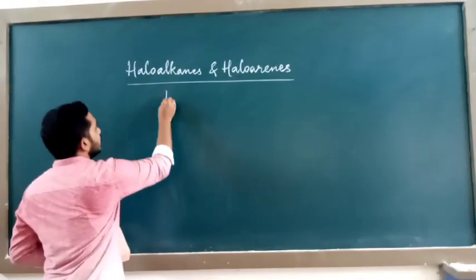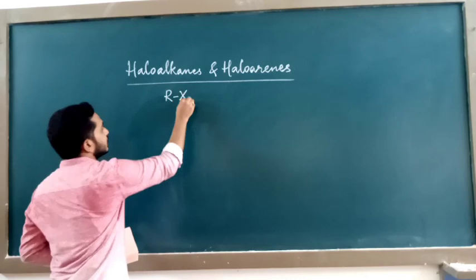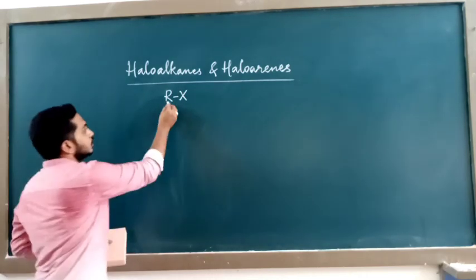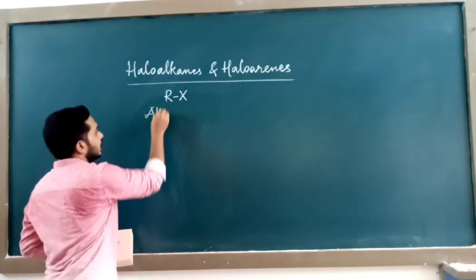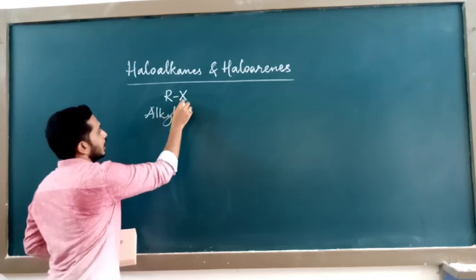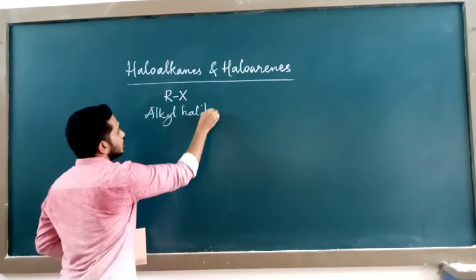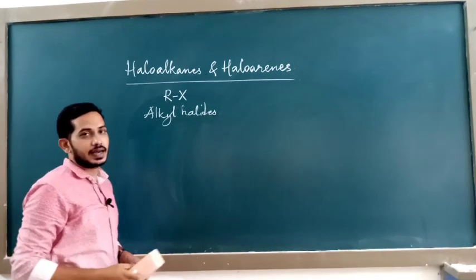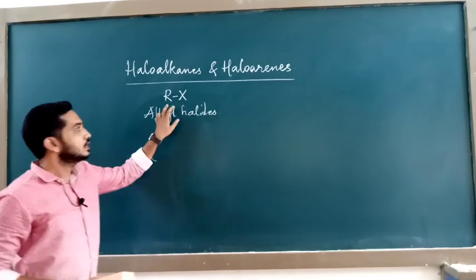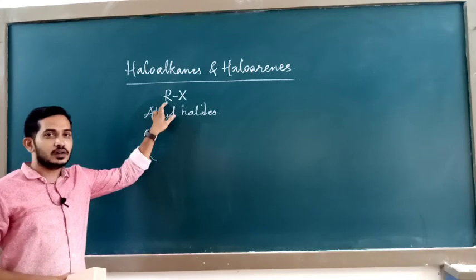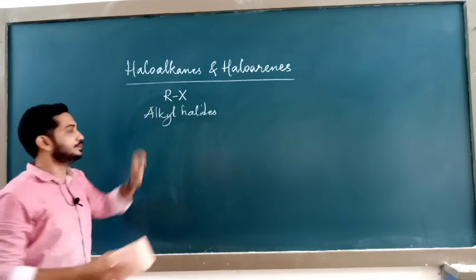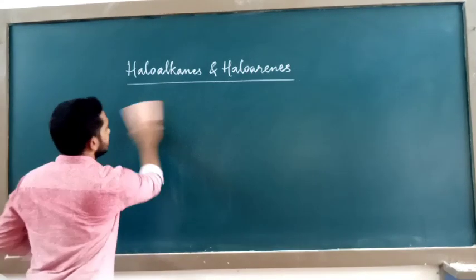Their general formula is RX. If R stands for alkyl group and X stands for halogen, then haloalkanes are commonly known as alkyl halides. More specifically, this becomes the general formula for monohaloalkane. Let us see how these are classified.